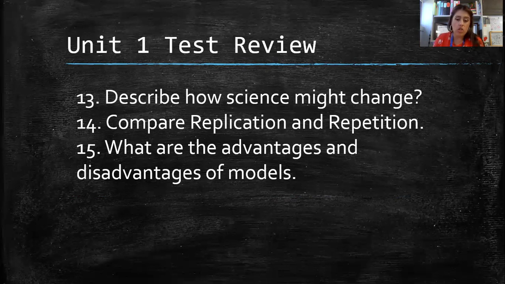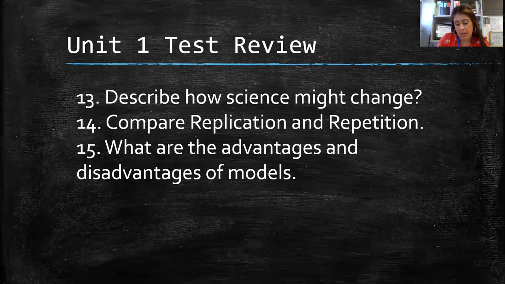And then finally, what are the advantages and disadvantages of models? Again, we went over this on page 13 in our notebook. Some advantages: it makes models and things in science more tangible, meaning we can understand them, we can touch them, we can see them better. They help us to notice patterns. They help us to devise or develop or revise things, and they help us to predict events.